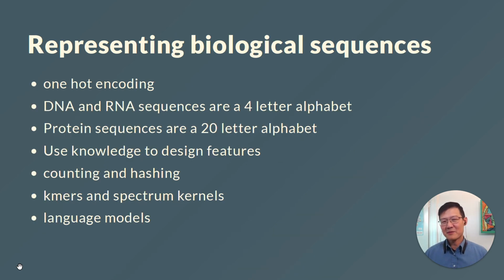Let me summarize what we talked about today. We looked at representing biological sequences. Before you try anything else, try one hot encoding. DNA and RNA sequences are a 4-letter alphabet. Protein sequences, which we didn't talk about at all, are a 20-letter alphabet. You can use your knowledge of biology to design features by hand.